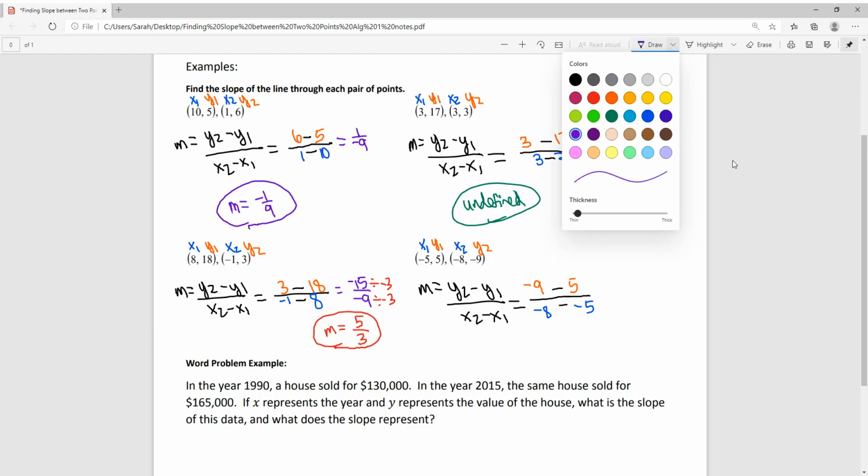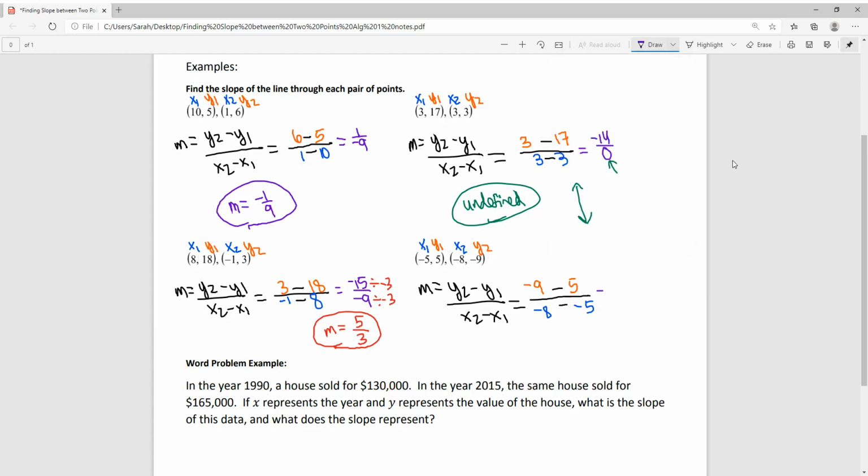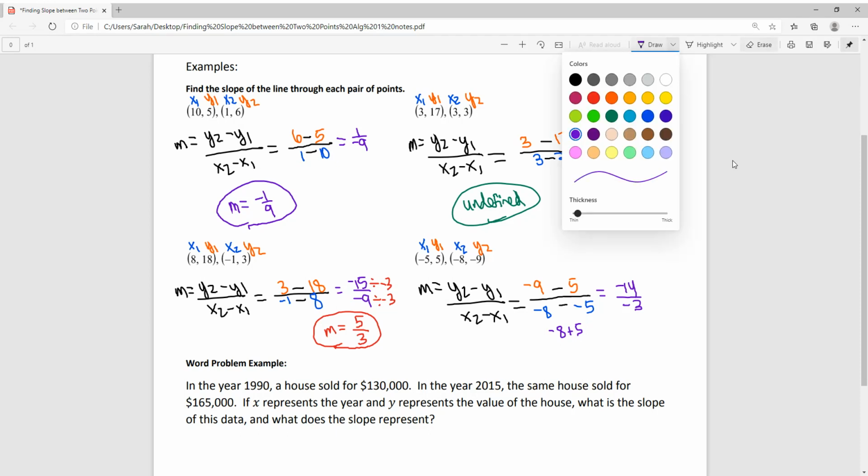Let's do our subtracting. Negative 9 minus 5 is negative 14. Negative 8 minus negative 5. Remember that minus and negative is like adding, so you can think of this as negative 8 plus 5. Either way, you're going to get negative 3. If you left your answer as negative 14 over negative 3, that'd be okay. But like I said, if it's multiple choice, they're probably going to reduce it.